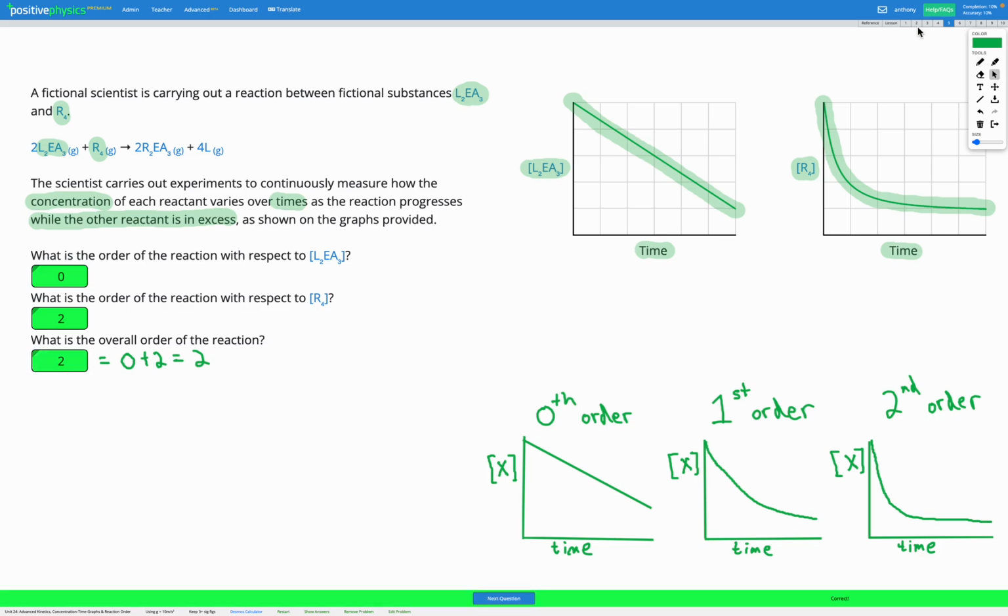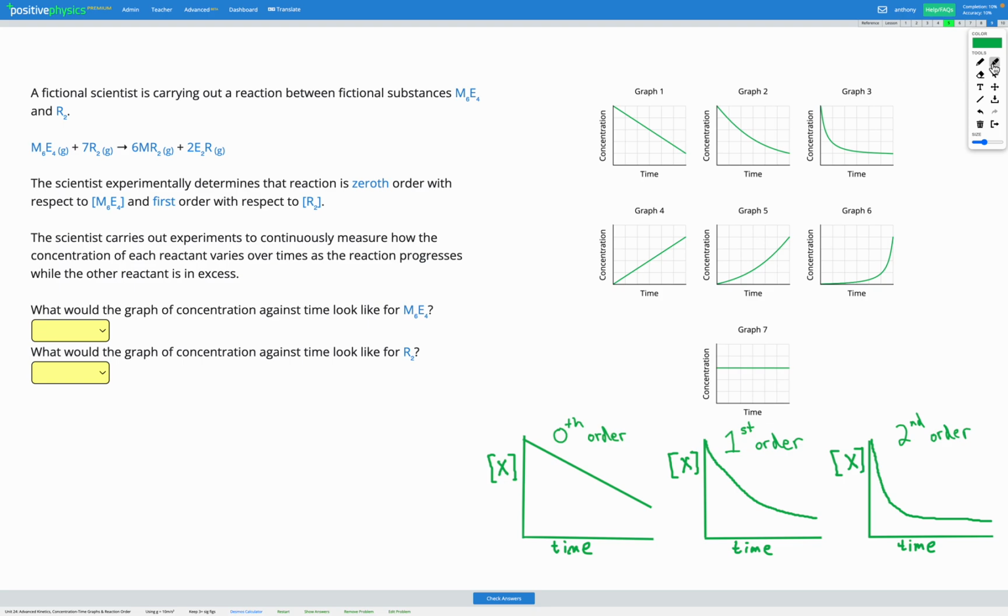Let's do one more of this type. In this question, we again have a fictional scientist with a fictional reaction with substances M6E4 and R2. We can see in our reaction, we've got M6E4 plus 7R2. We're told the scientist experimentally determines the reaction is 0th order with respect to M6E4 and first order with respect to R2. Then we're trying to decide what the graph will look like when the scientist continuously measures how the concentration varies over time as the reaction progresses.